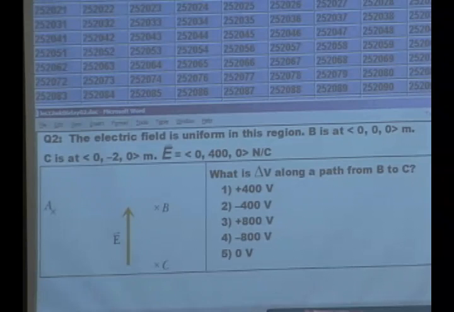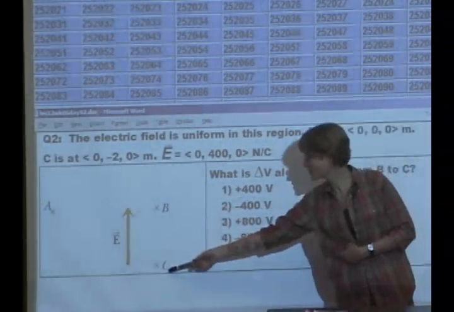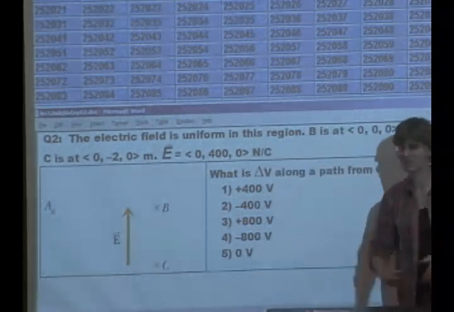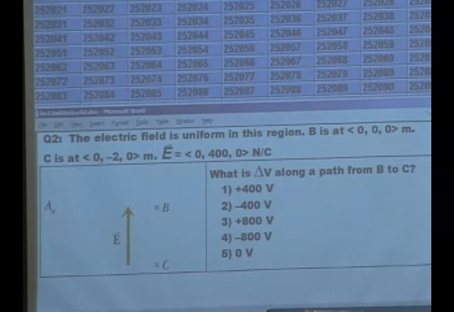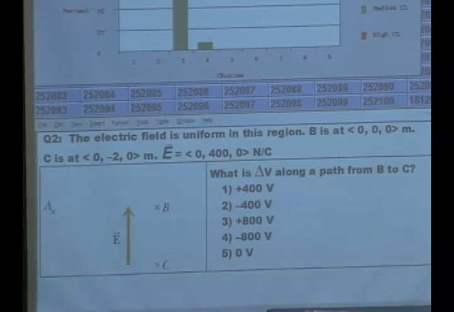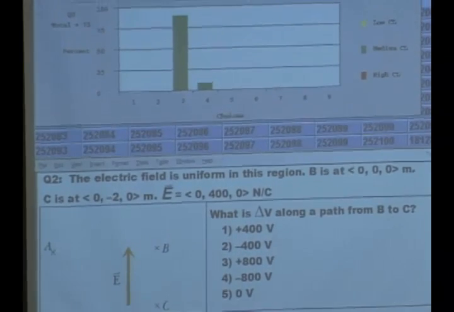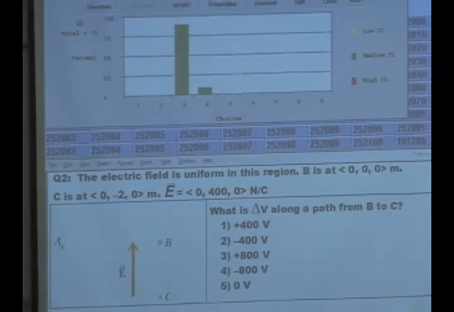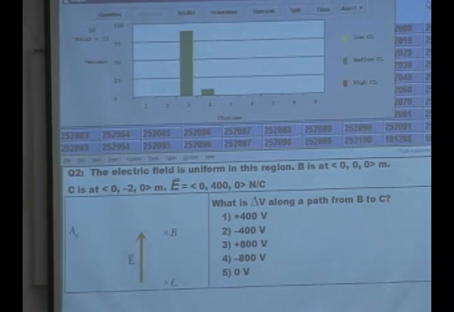Okay, we have a uniform electric field in this region. B is at the origin, C is at negative 2, 0, 0, E is that. Okay, what's the potential difference going on a path from B to C? So we're going on a path from B to C. Oh, just about unanimous. Okay, the big vote is for plus 800 volts, so let's see here.